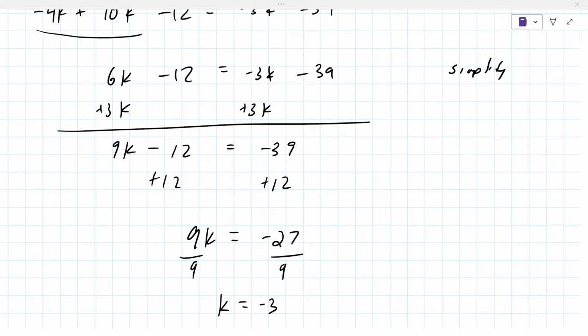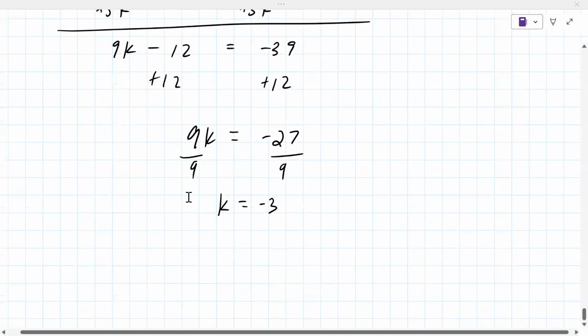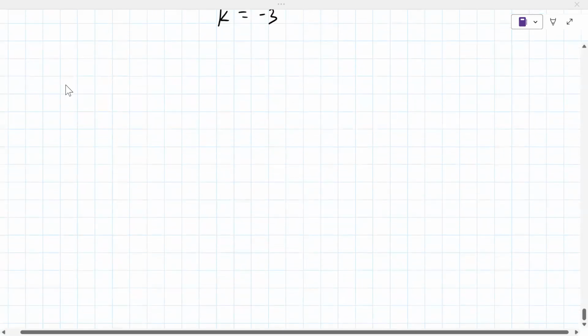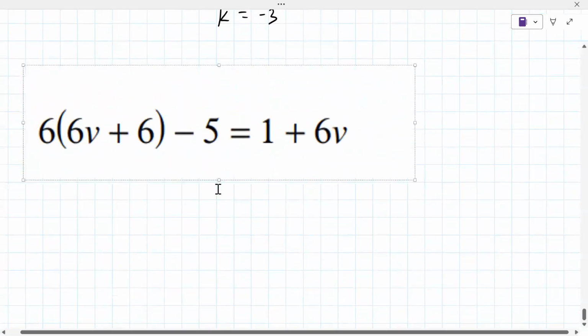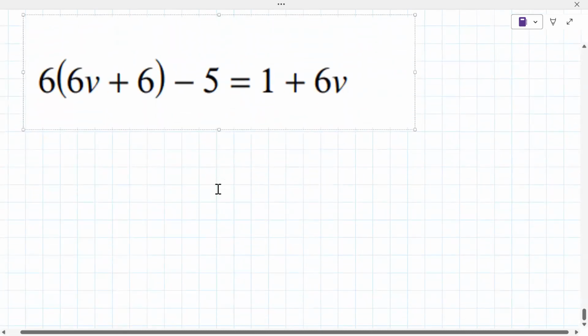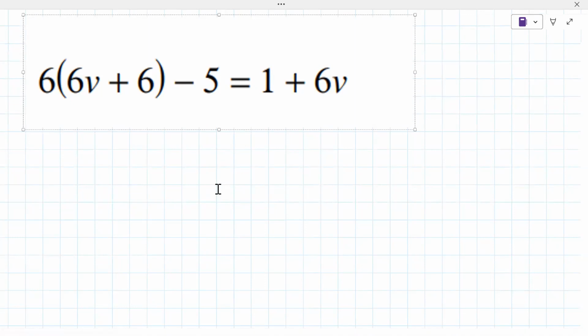So let me give you one that's not as difficult to try here. You want to do that distributive property stuff first, then combine like terms, then move stuff around like we've been doing. And you can always check your answer at the end.